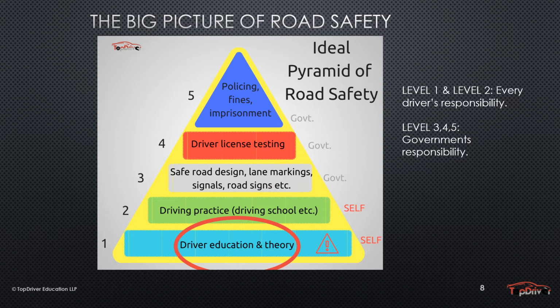So the third level is safe road design, lane marking, signals, all that stuff. And that's the responsibility of the government, and that comes under the municipal corporation. So if you see a bad road or something wrong with the roads, complain to the GHMC, the municipal corporation. Then the fourth level is the driver's license testing, which is done by the RTA, Road Transport Authority of India, and they do the tests and then they issue you the license. Finally, if you make a mistake on the road, that's when the traffic police comes in. So the traffic police is normally blamed for a lot of problems, but actually their role is very limited in this.